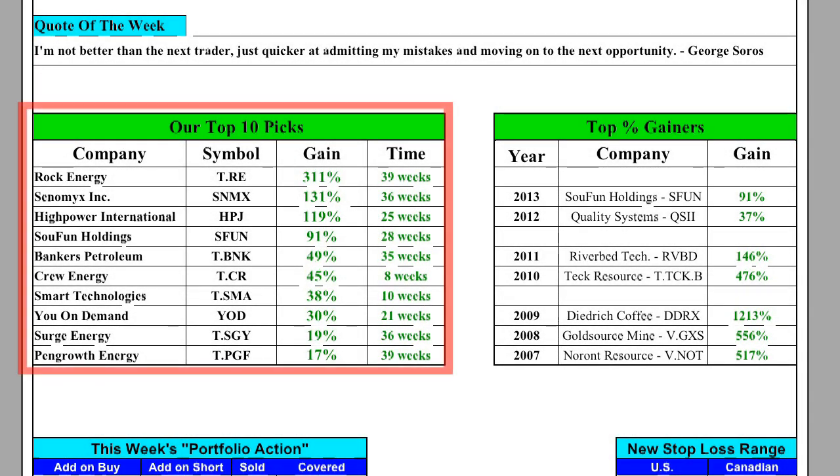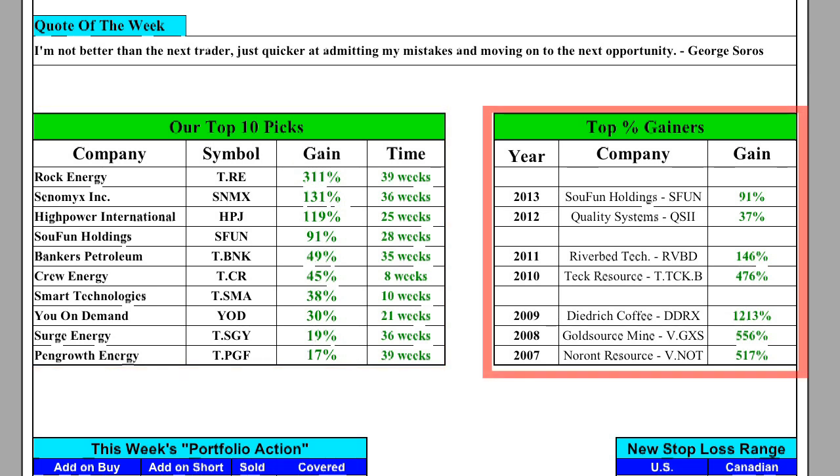This table displays a list of my top 10 stock picks, showing their gains and the time frame it took to achieve them. The list represents stocks which are either still being held or have been sold in the calendar year. Here, I showcase my top gainer for the corresponding year.